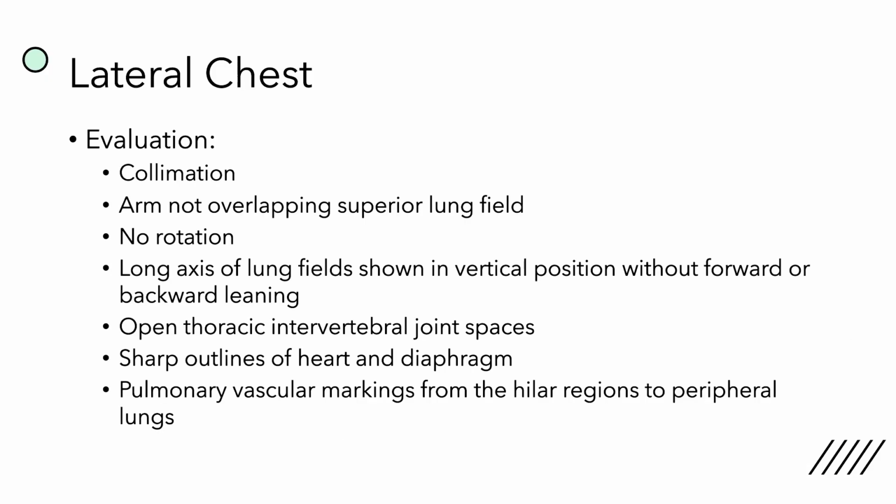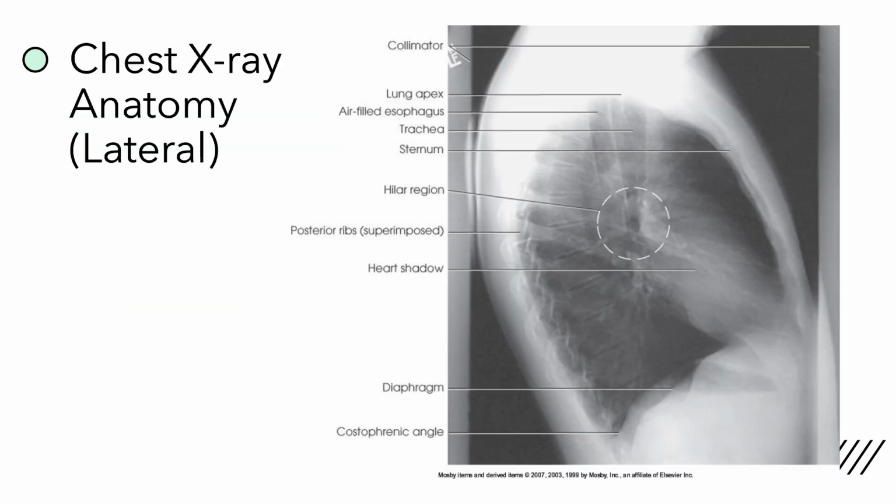When I'm evaluating you, I'll be looking at your collimation, that the arms are not overlapping with the superior lung field over those apices or over those retrosternal clear spaces. The patient's not rotated at all. Sometimes when they're holding onto that bar, they can start to sway, so we want to make sure that they're standing at a true lateral. We want to see that the long axis of the lung fields are vertical without any forward or backward leaning. They're standing straight. They have nice open thoracic intervertebral disc spaces, sharp outlines of the heart and diaphragm, and pulmonary vascular markings from the hilar regions that are nice and visible.